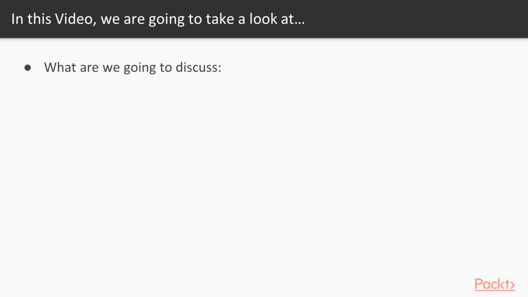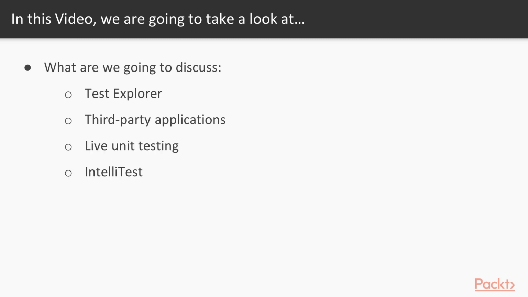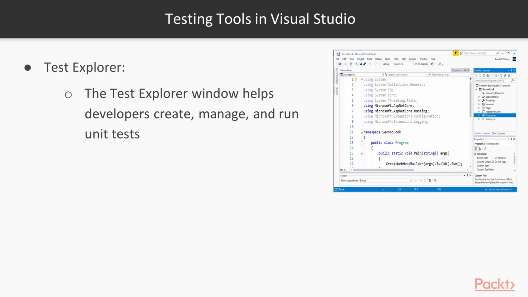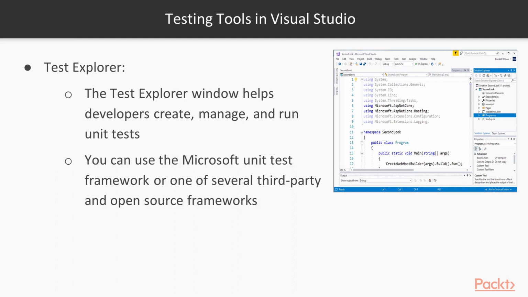Well, we're going to take a look and discuss Test Explorer, third-party applications, live unit testing, IntelliTest, code coverage, and Microsoft Fakes, or mock-up code. First thing we talk about is Test Explorer. The Test Explorer window helps developers create and manage when they're running unit tests. It's also built into the Microsoft Visual Studio's framework, and there are also other third parties.